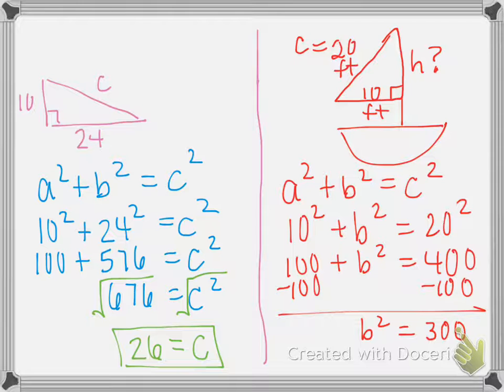And like before, we need to take the square root of both sides. So the square root of 300 rounded to the nearest hundredth is around 17.32. And we're going to put a unit on this one, feet. So the height of the sail is 17.32 feet.